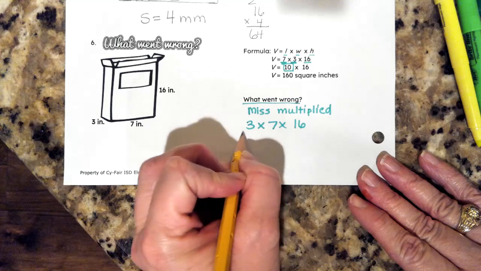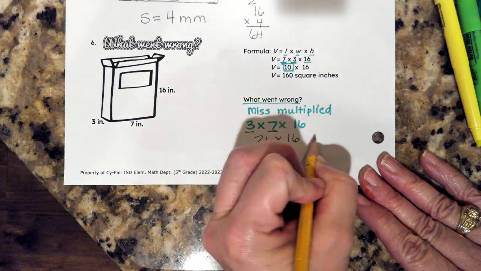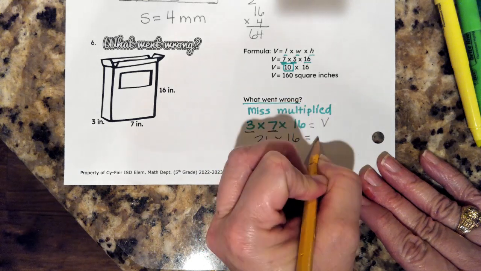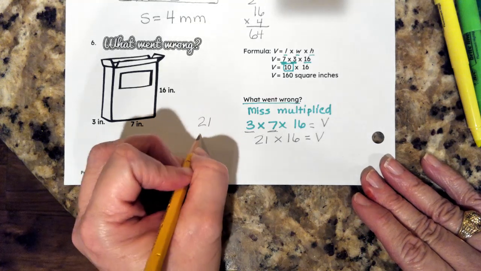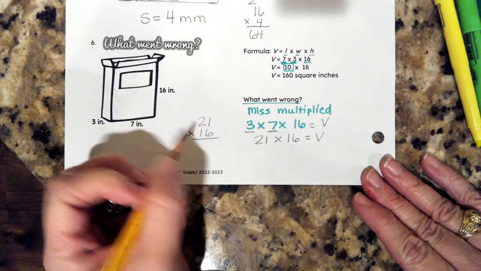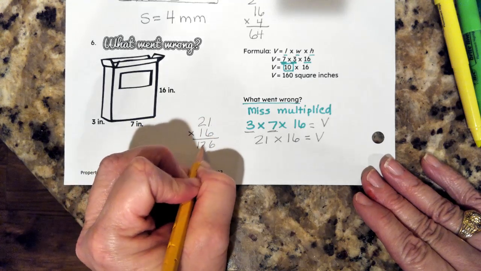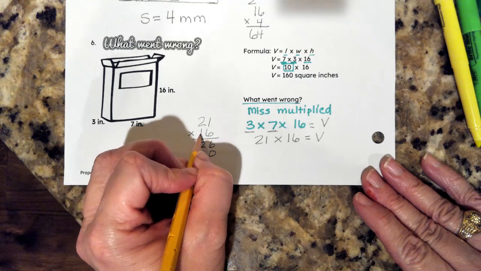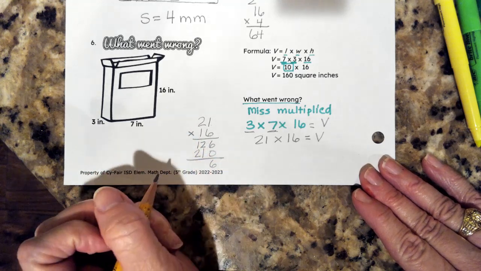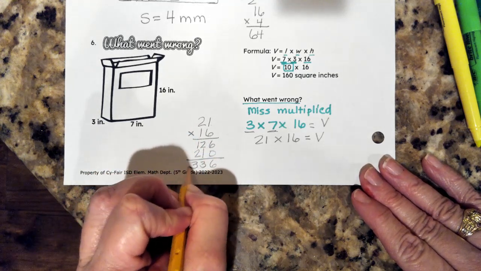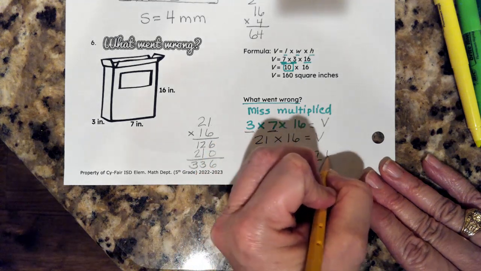All right, welcome back. So 3 groups of 7 is 21, and 21 times 16 is, like I said, much more than I can think about in my head. So I'm going to set it up over here, stack it, 21 times 16. I'm going to start with 6 times 1, which is 6, and 6 times 2, which is 12, 0. And then we have 1 times 1 is 1, and 1 times 2 is 2. So when I put these two partial products together, we're able to get 336 square units.